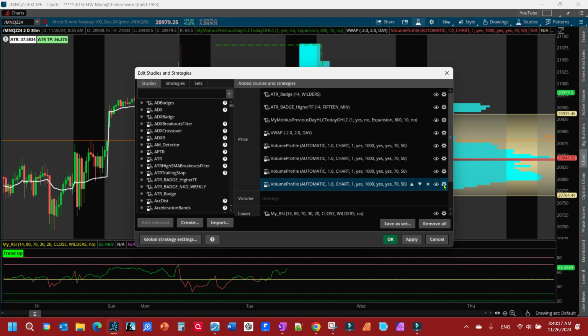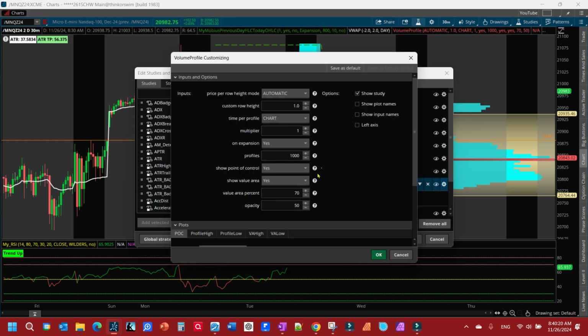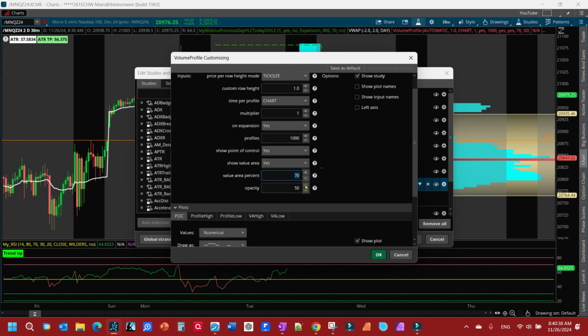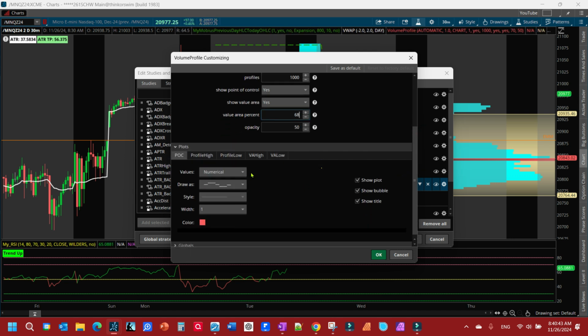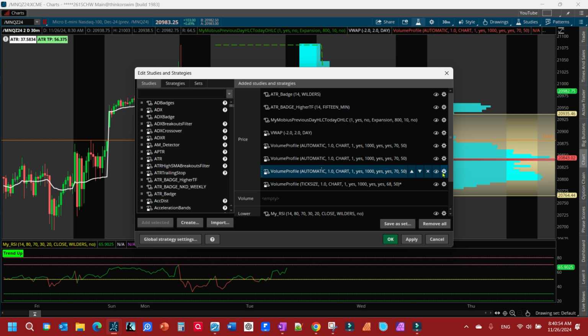So let's go ahead and adjust these for the right hand side. The right hand side is going to be tick size. We'll go to tick size, and it's going to be chart, and this is the most important that you leave on expansion yes. That's going to put it at the right, and I'm just going to go ahead and change this to 68% because that is what it should be, and I'll explain that in a minute. We're going to leave all the colors for this one because this is your normal volume profile. And we're going to make one for the extremes.